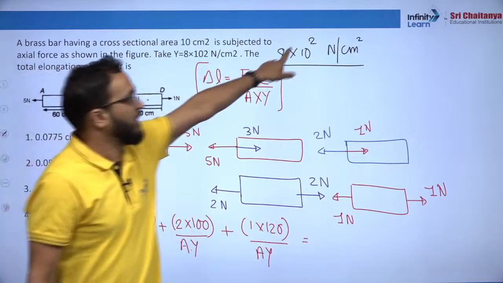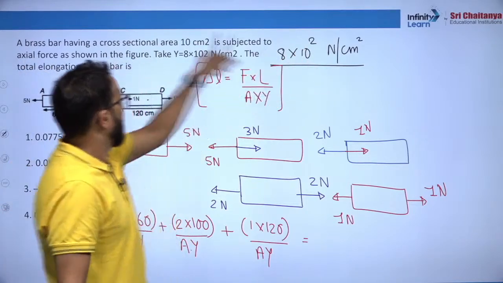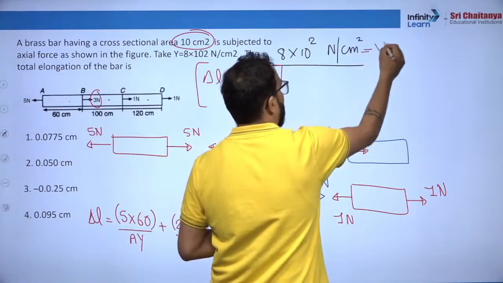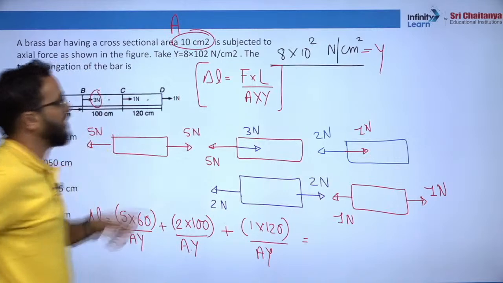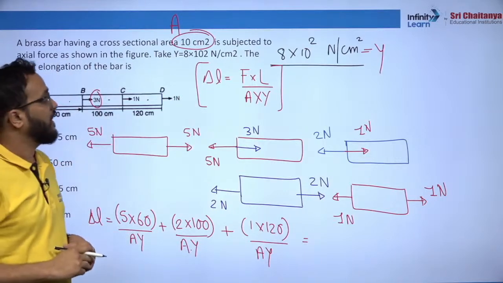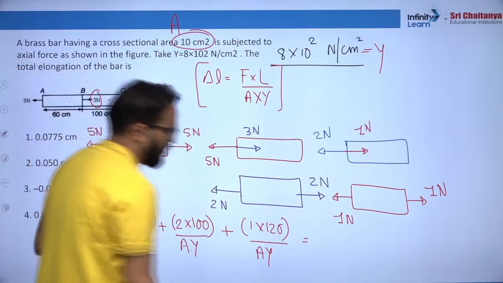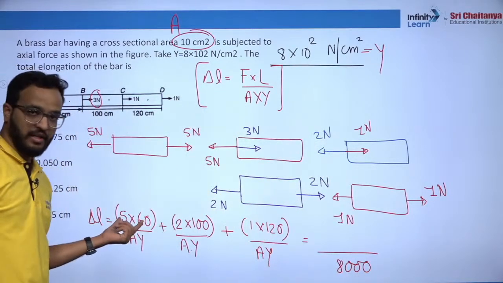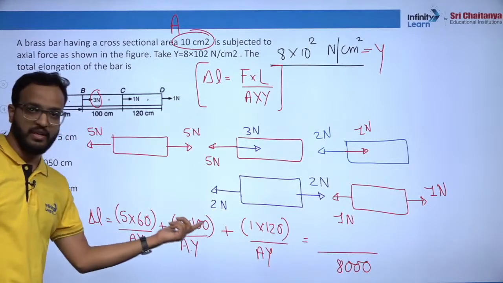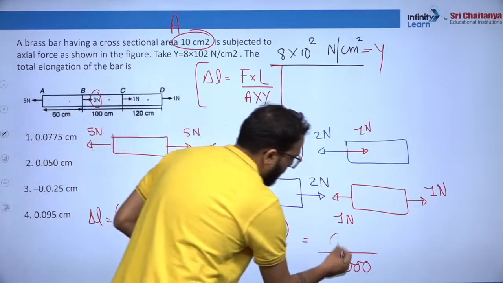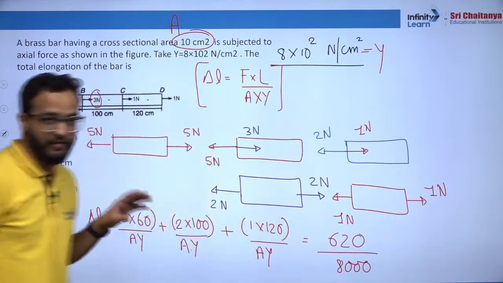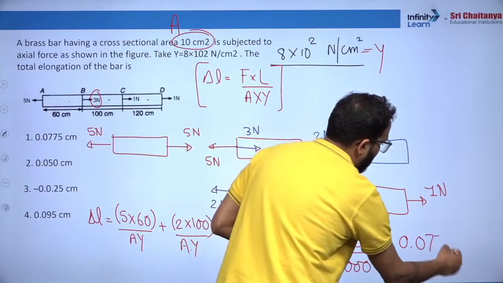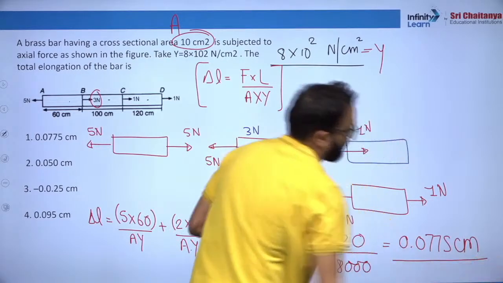AY will be 8 into 10 to the power 2 Newton per centimeter square into 10 centimeter square, right? So this is your Y and this is your A. So AY will be, I guess, 8 into 10 to the power 3, that means 8000. So denominator will contain 8000 and this will be, 5 6 are 30, 300 plus 200, 500, it will be 620, right? Now if you divide this properly, your answer will come out to be 0.0775 centimeter. Did you understand?